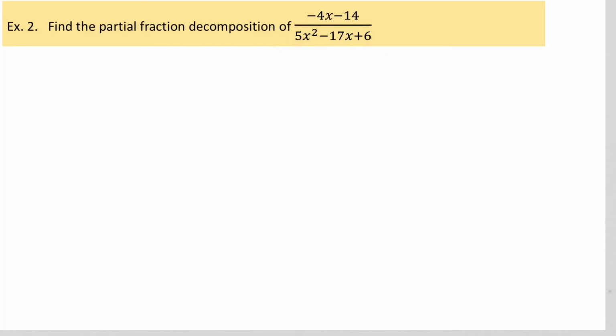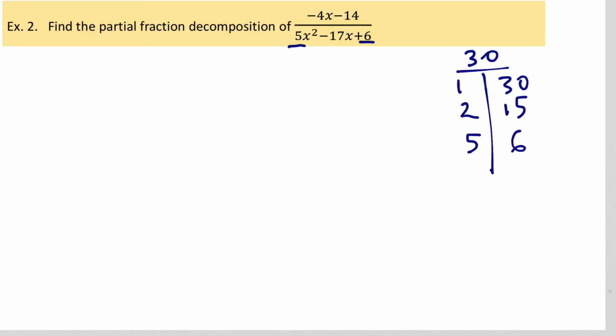So I'm going to say that 5 times 6 is 30. The ways to make 30 are 1 times 30, or 2 times 15, or 5 times 6. And they have to add up to negative 17 and multiply to give positive 30, which means I need two negatives. So they're going to have to go here and here. Since I have a leading coefficient of 5, I'm going to have to factor by parts. So I'm going to put the two middle terms in and factor by parts, like that.